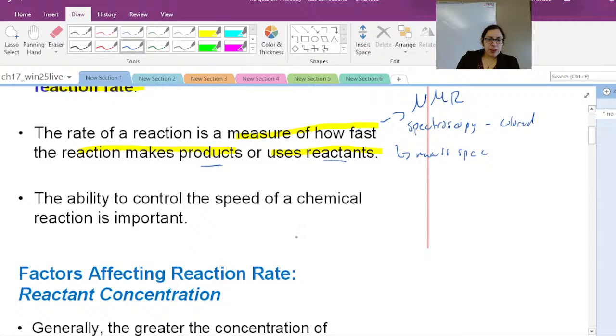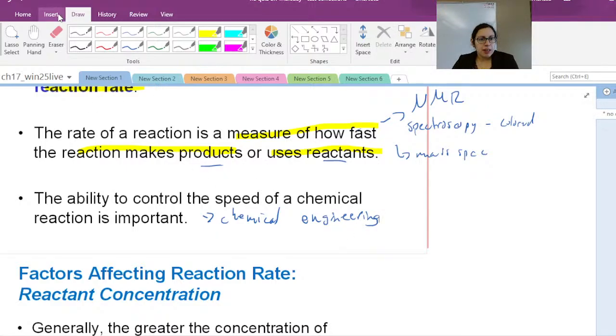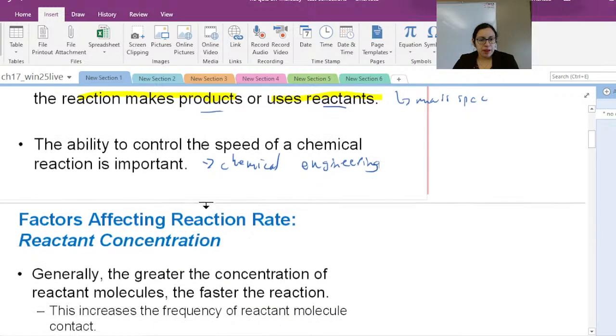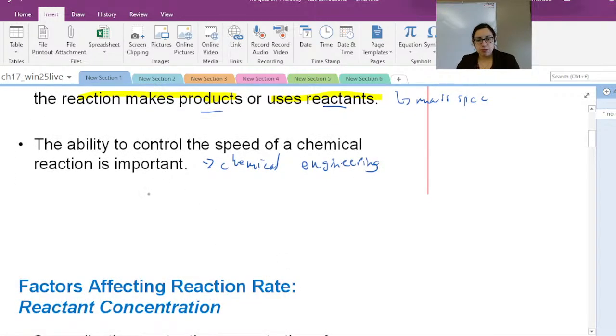And then it's nice to have some ability to control the speed. This is more relevant, I think, if we were to go into chemical engineering. That's what separates chemistry versus engineering: then you're actually trying to optimize a reaction and get the most product efficiency rate out. And so being able to control that obviously is important.